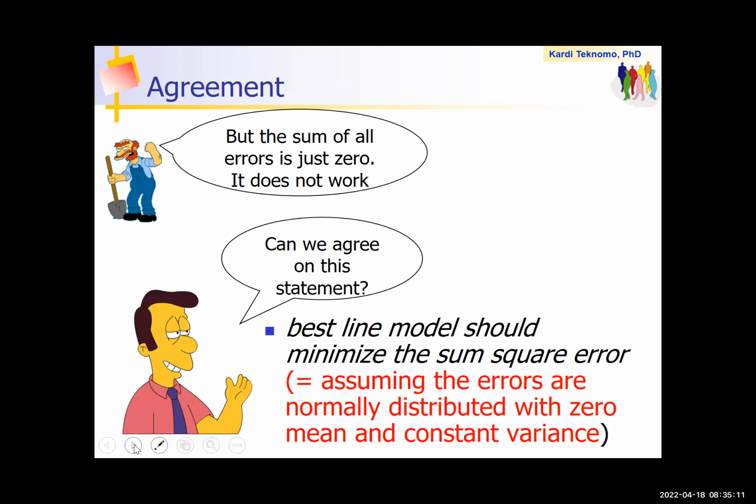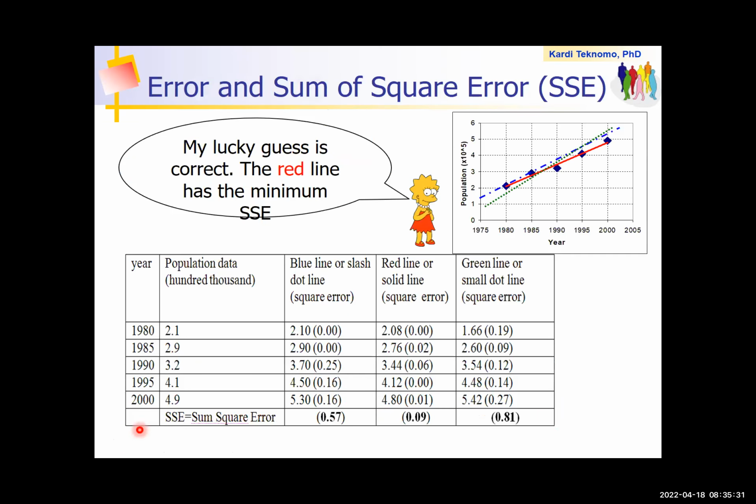So in that case, we need to square that error. But by squaring the error, we actually assume that the error is normally distributed with zero mean and constant variance. So this is what we discussed last time. The red line is the best one, with the minimum sum of squared error.